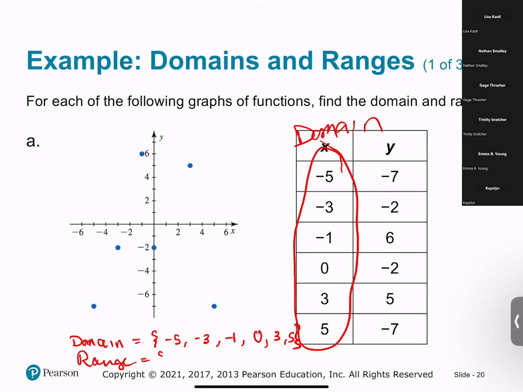This is very messy. -7, -2, 6, -2, 5, and -7. And that is a function. That is a function because I don't have one element in the domain going to more than one element in the range. So this is a function. Every element in the domain goes to one and only one element in the range.